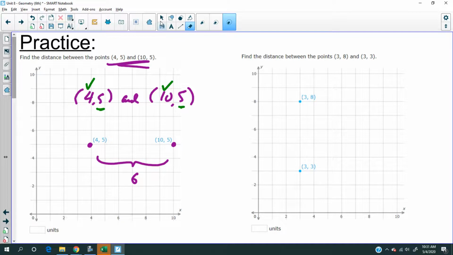Let's see. Try this next one. Again, I'll write the points out. Again, you can count. I know you can count. Let's see. It's 3, 8.